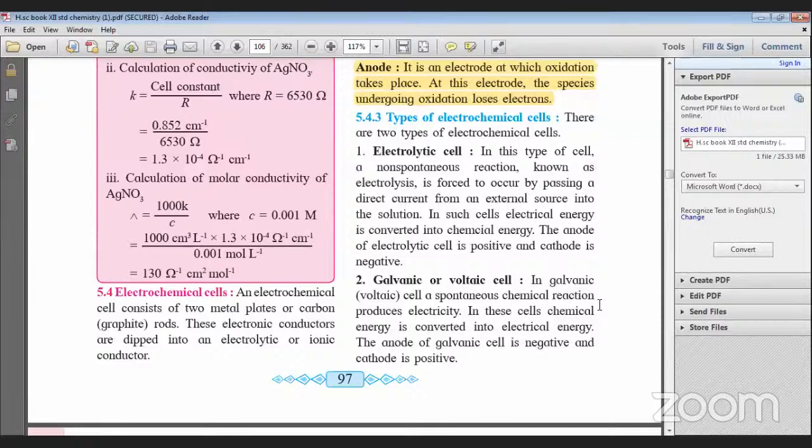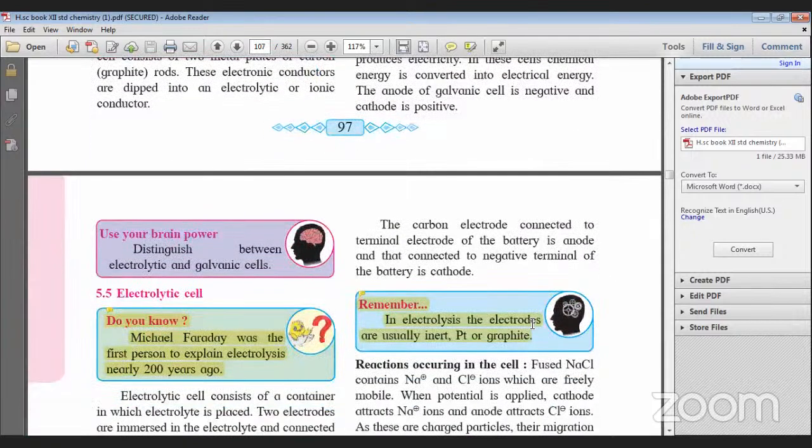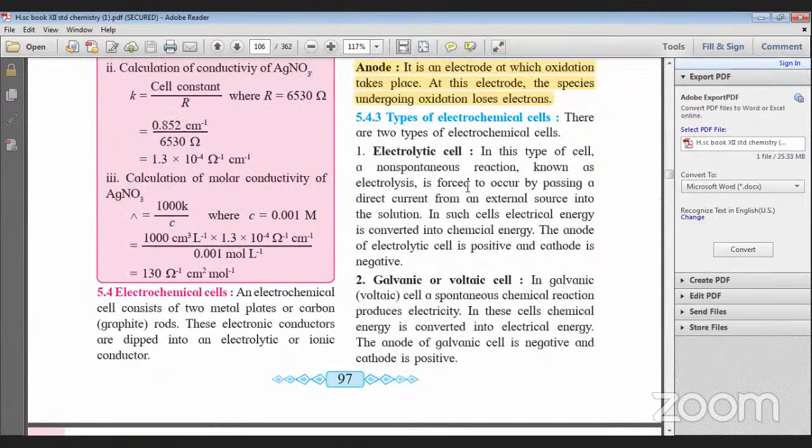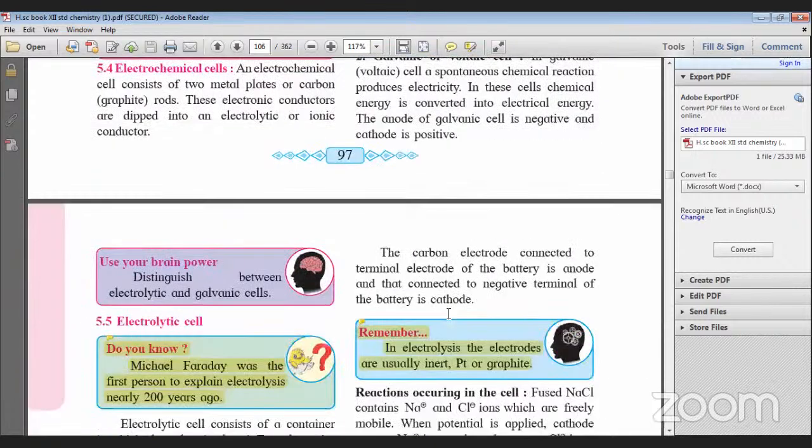A spontaneous reaction produces electricity. In this cell, chemical energy is converted into electrical energy. So here it is the reverse of the electrolytic cell, chemical energy into electrical. The anode of a galvanic cell is negative. See, anode is negative, but cathode is positive. It is reversed. So spontaneous reactions take place, and here the reaction takes place till the reaction mixture is there. So here the reaction is getting controlled, and it is taking place in a spontaneous way.